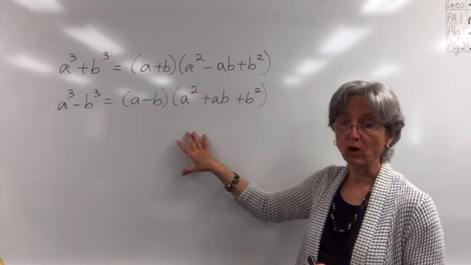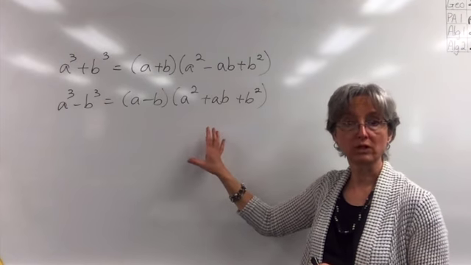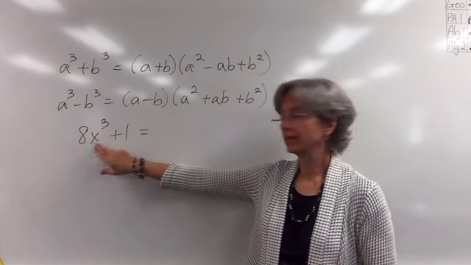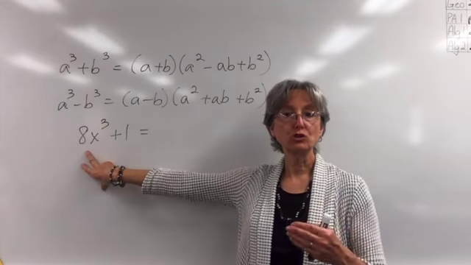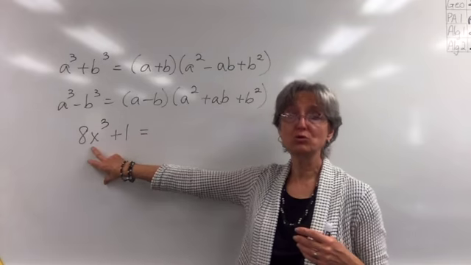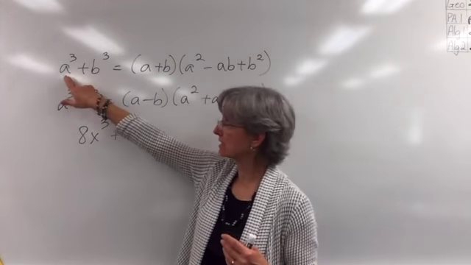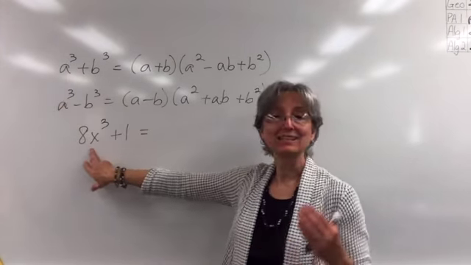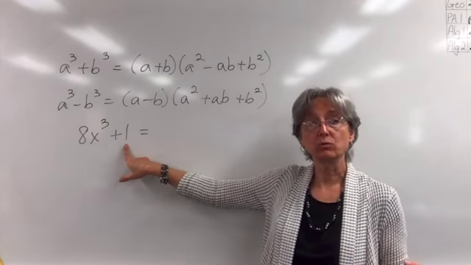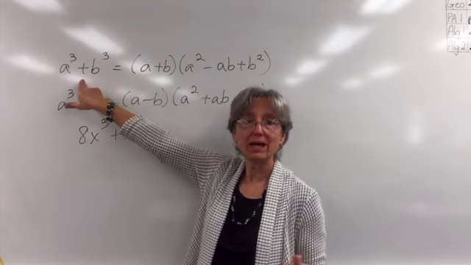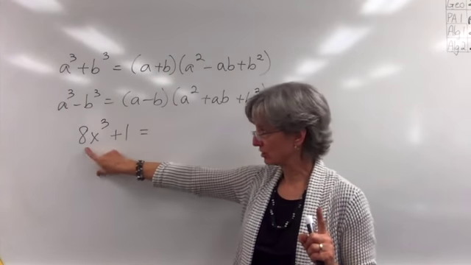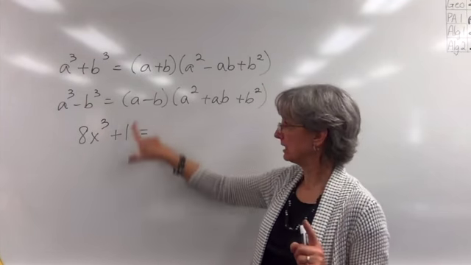What I'm going to do is walk through this so you can see how it works. I'm going to use this example of 8x cubed plus 1. 8x cubed is 2x times 2x times 2x. So the cube root of this is 2x. So if this is our a cubed, a is 2x. 1 is also a perfect cube. It has a cube root of 1. So we're going to follow this pattern here. Our a is 2x because it's the cube root of this, and our b is 1.